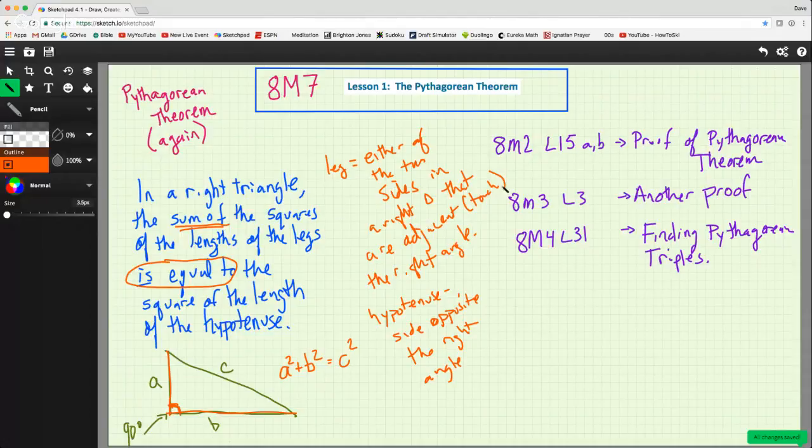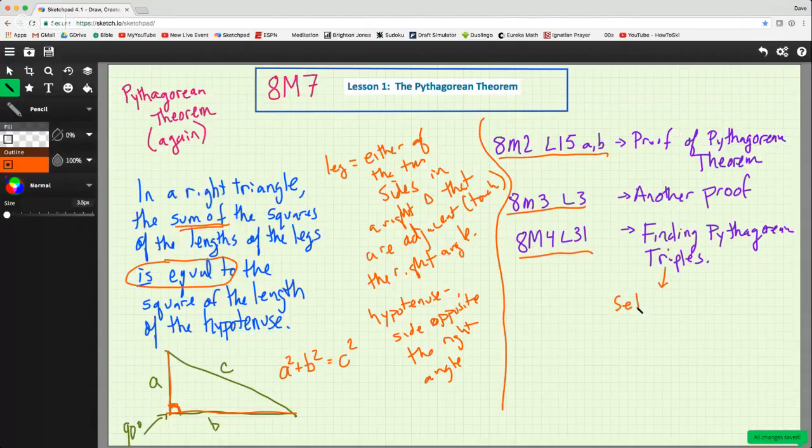But we knew this because let's go back and recall what we've done this year. In 8M2 lesson 15 A and B, we proved the Pythagorean theorem one way. And then in 8M3 lesson 3, in a whole different unit, we proved it another way. And then in 8M4 lesson 31, we actually went about a method using simultaneous equations, systems of equations, to find Pythagorean triples.